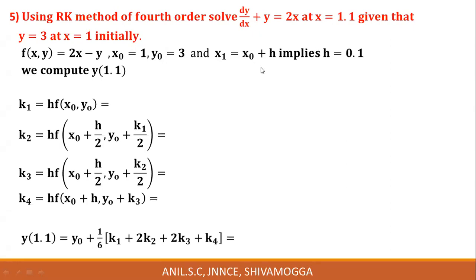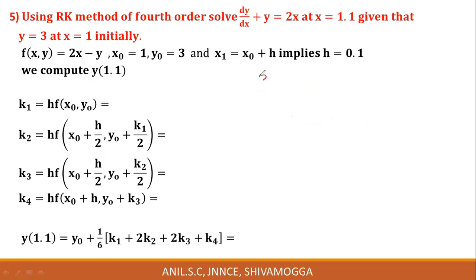dy by dx plus y is equal to 2x. Therefore, dy by dx is equal to 2x minus y, and therefore f of x comma y is equal to 2x minus y. And initial conditions are x naught is equal to 1 and y naught is equal to 3. h is not specified, we find h.